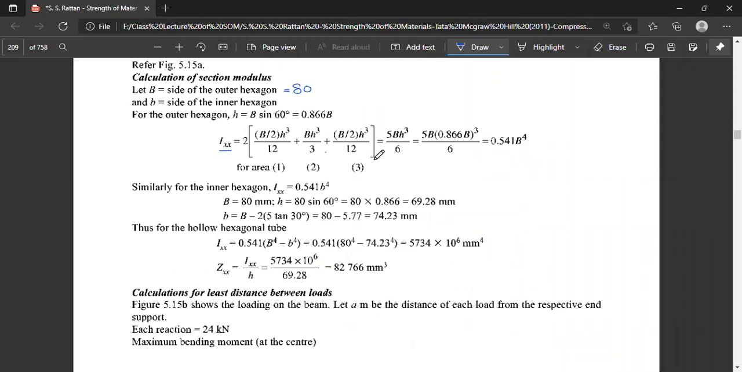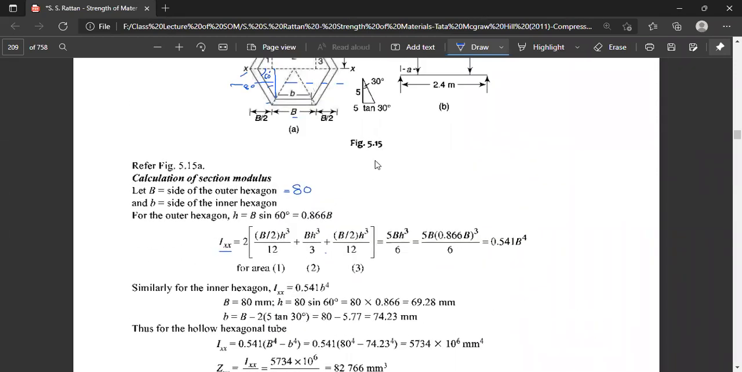It is given b minus, we have to omit this particular height here, from here to here. So the thickness is given as 5 millimeter in the compartment. So this b is to be reduced by this portion, half into tan 30 degree, which is this length to be omitted from the capital B to get the small b, to know the length of the inner side.